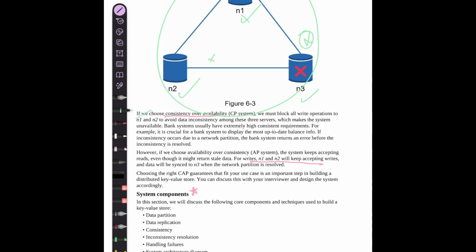This can't happen in a bank, right? Banks usually have very high consistency requirements, because it's all related to money. You're okay with the bank server being down, but you can't afford that you made a bank payment, you query a server, and it still shows the same balance. So you realize how bad the system would be, right?